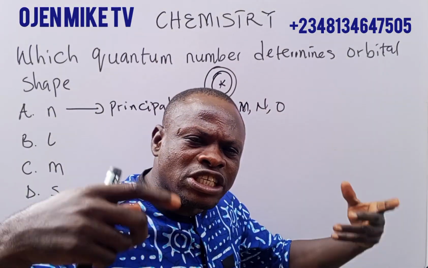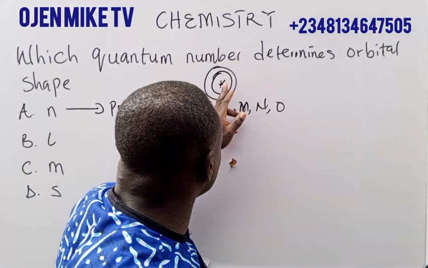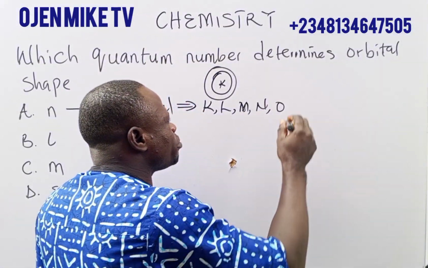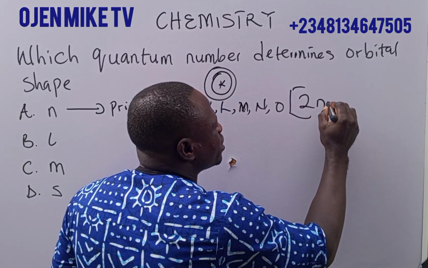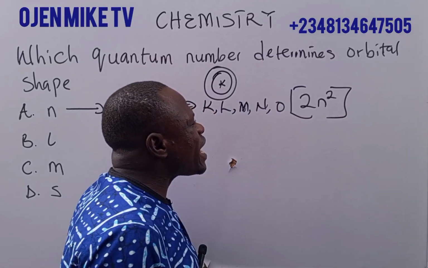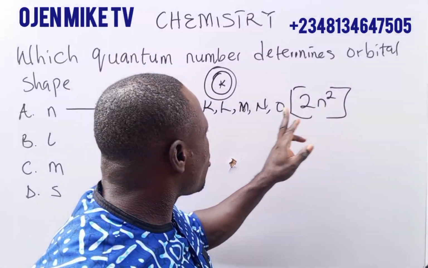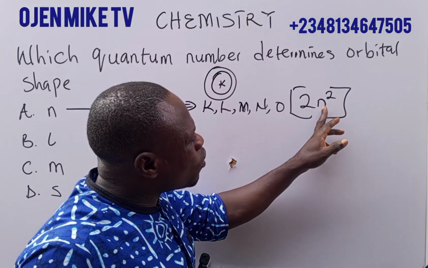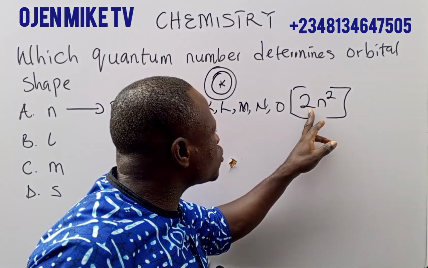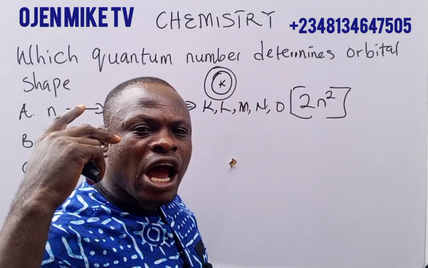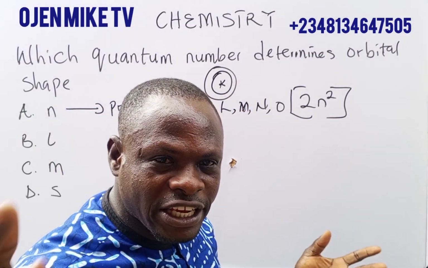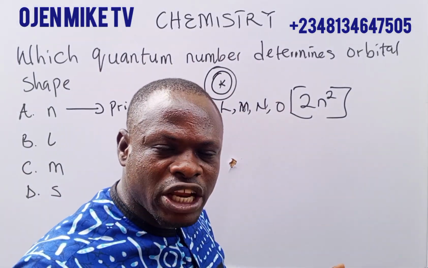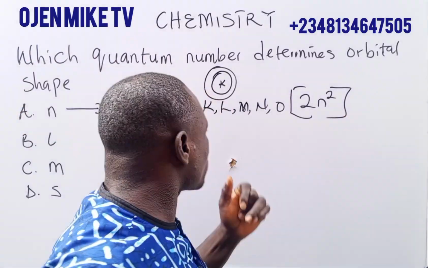Now, how do you determine the number of electrons in each of these shells? If you are asked how many electrons are in a shell, simply use this formula, 2n raised to power 2, where n is the number of the shell. For instance, the first shell is 1, so 1 raised to power 2 is 1, and 1 times 2 gives us 2. This means the K shell has a maximum of 2 electrons. Do you understand? So the principal quantum number determines the number of shells, in other words, the energy level of an atom.